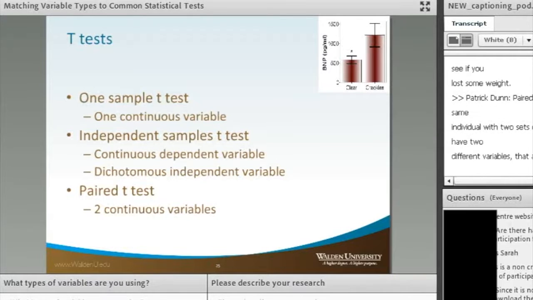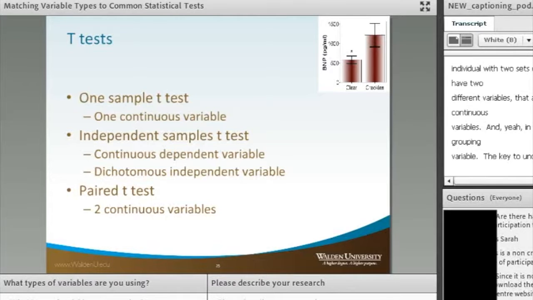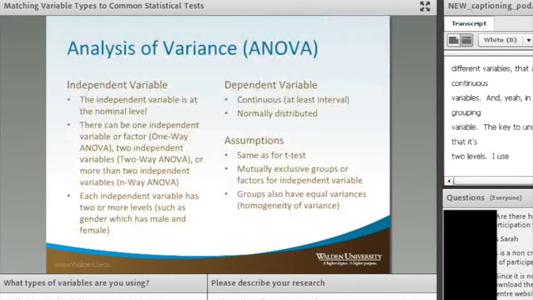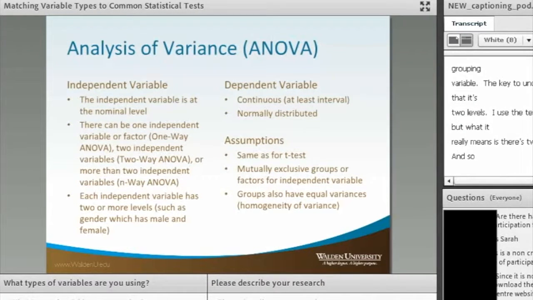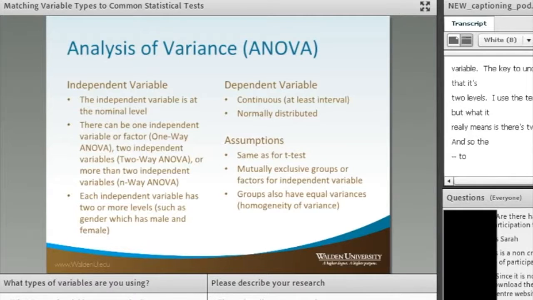And I think even in SPSS, they call it a grouping variable for the independent samples. The key to understanding that is that it's two levels. I use the term dichotomous, but what it really means is there's two levels. Okay, and so to differentiate with ANOVA, analysis of variance is used when there are more than two comparison levels.